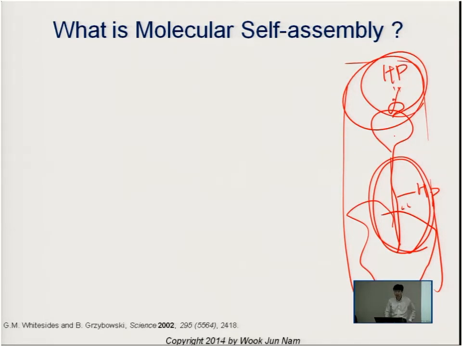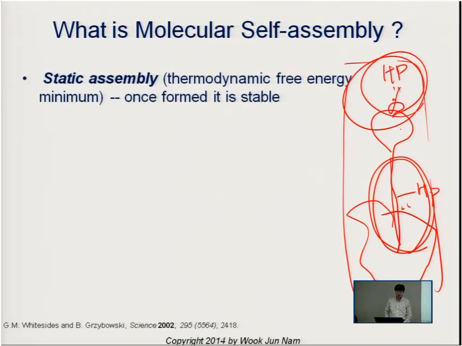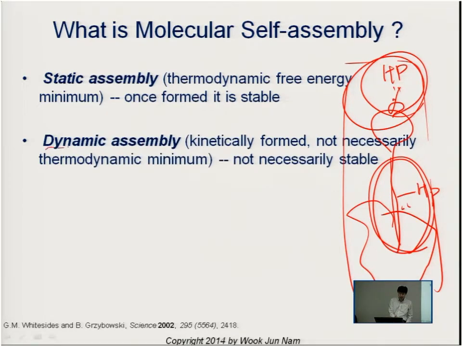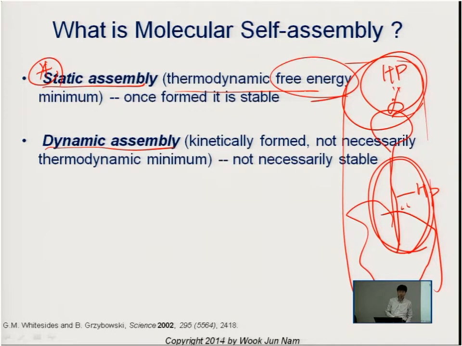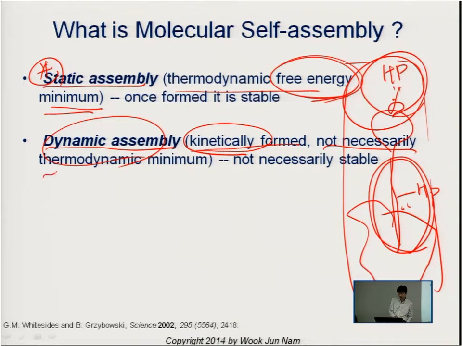So what is molecular self-assembly? Actually, there are two types of assembly. One is static assembly, and the other is dynamic assembly. Static assembly uses thermodynamic free energies. Upon those molecules assembling together, the free energy reaches its minimum point. Dynamic assembly mostly depends on kinetic reactions, so it does not necessarily reach the thermodynamic energy minimum. I will show you examples in a later slide.